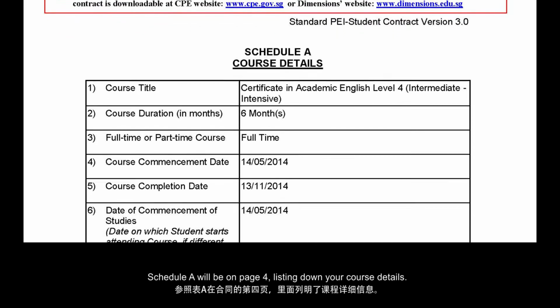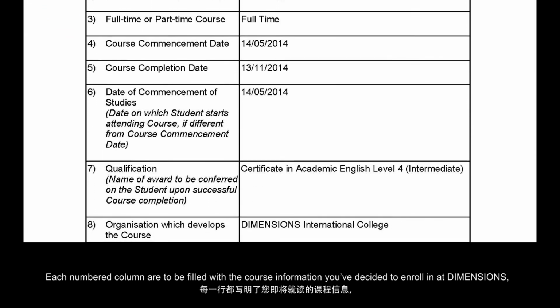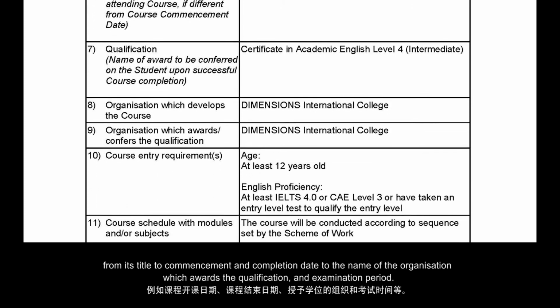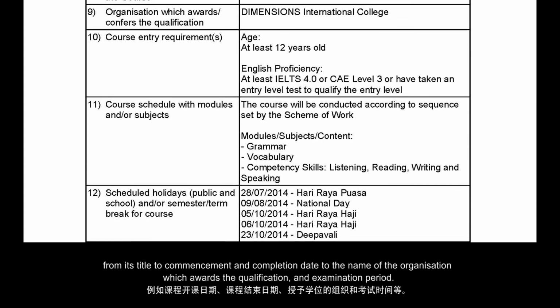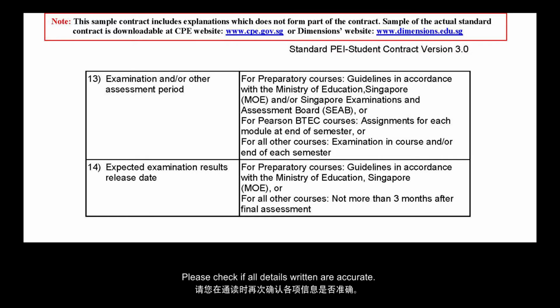Schedule A will be on page 4, listing down your course details. Each numbered column are to be filled with the course information you've decided to enroll in at Dimensions, from its title to commencement and completion date to the name of the organization which awards the qualification and examination period. Please check if all details written are accurate.